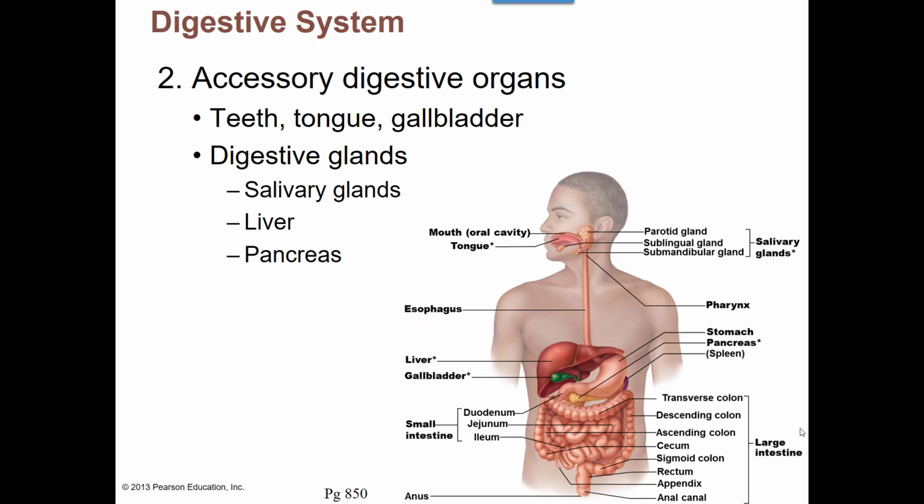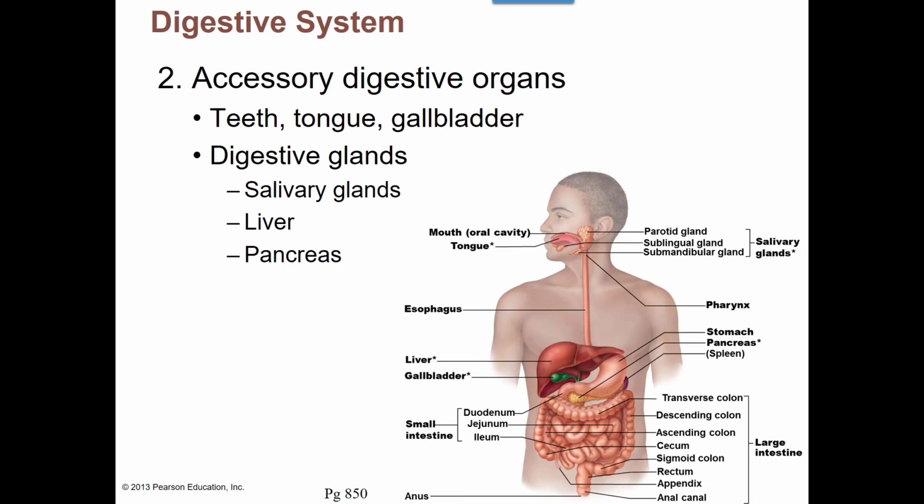The other group of organs that are part of the digestive system are accessory organs. So they're not part of that tract that food is flowing through, but they help in digestion. That includes our teeth, our tongue, our gallbladder, and we've got various types of digestive glands secreting lots of different types of secretions to help break food down. That includes the salivary glands, the liver, and the pancreas, and we'll talk about all of these throughout this entire PowerPoint.